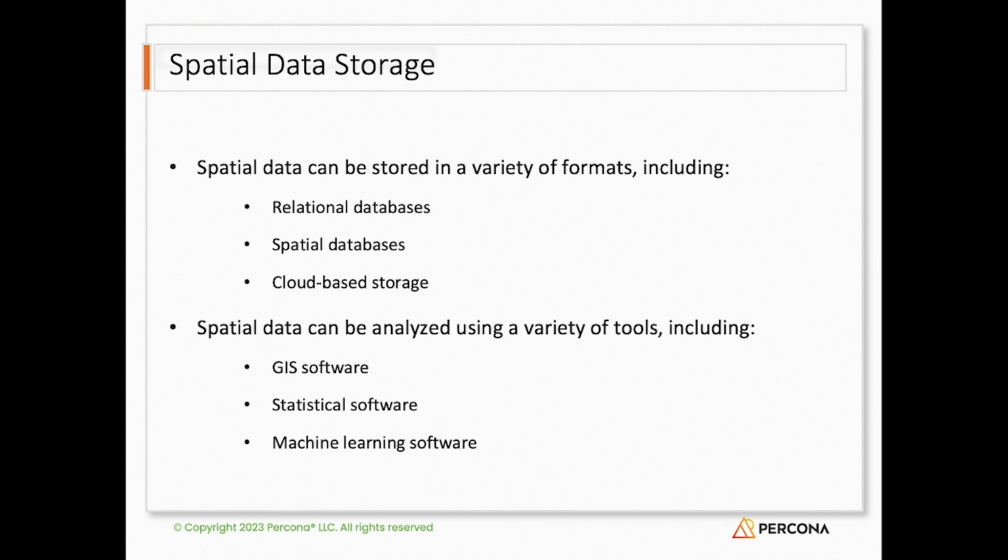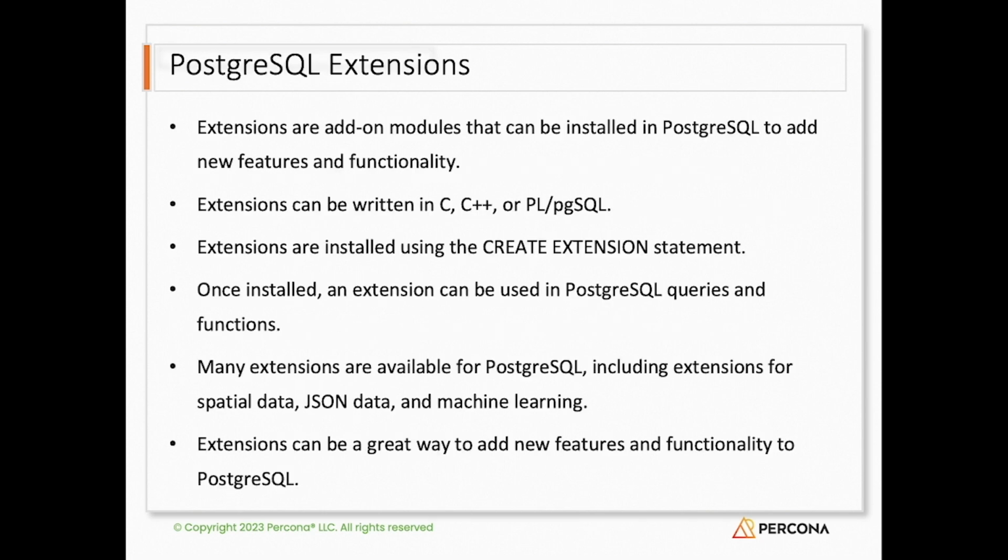So what software can use the database? GIS software, statistical software, and machine learning software can use that data. If data is properly stored, then we can manipulate data using these applications. So that's the data we want to store, and how can we store it? PostgreSQL, as a relational database, we will use to store the geospatial data.